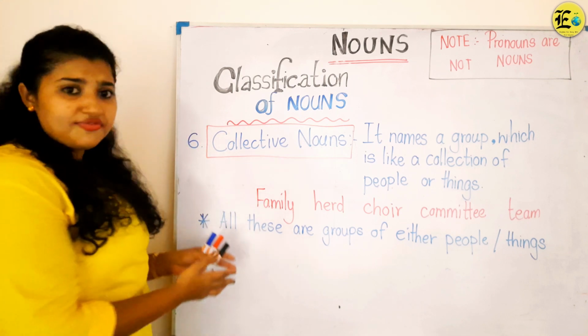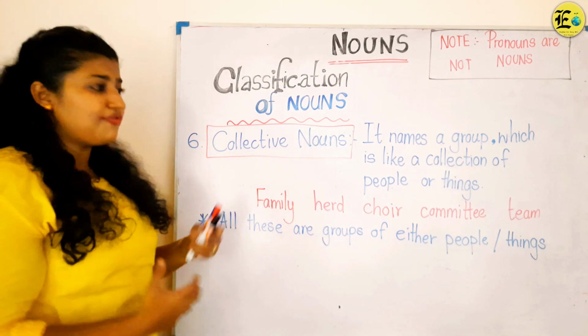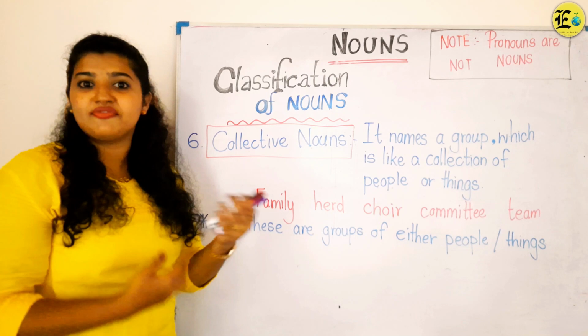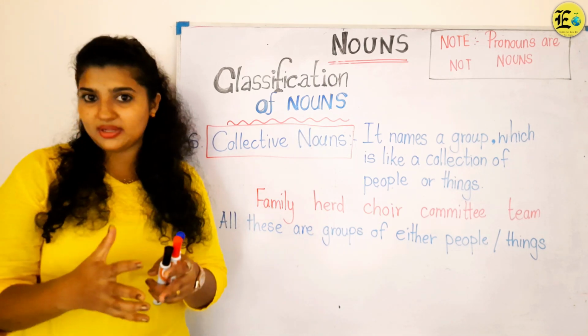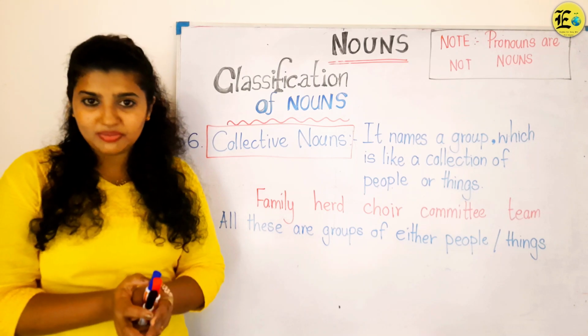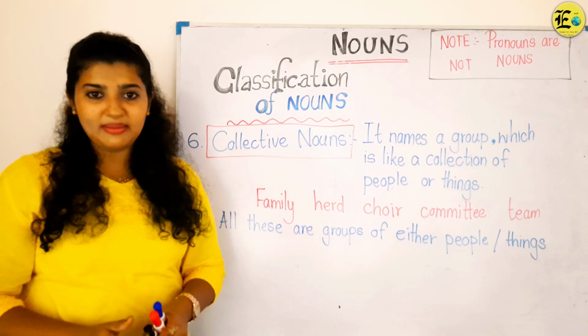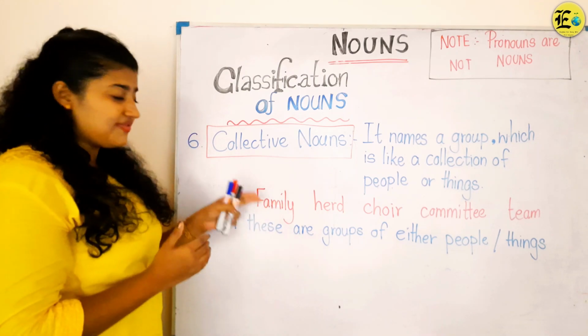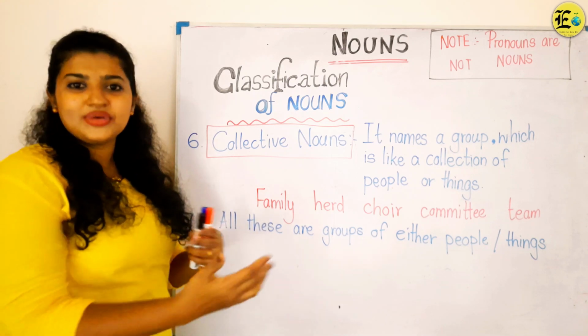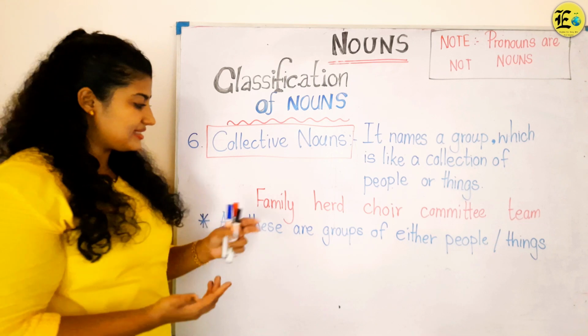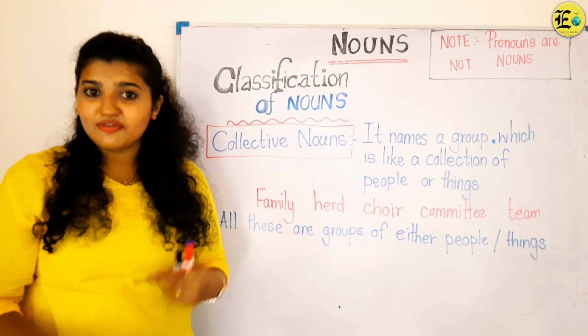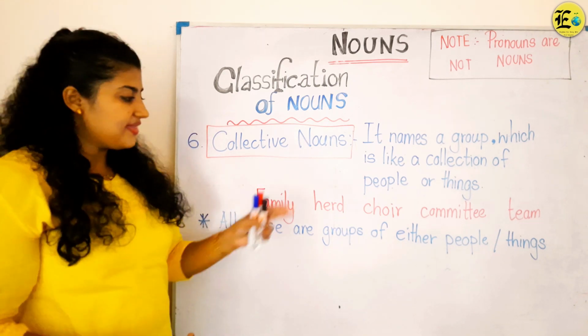Now, if we talk about family, you can say a family of relations, a family of cousins, so any person or people getting together in a group, if they belong to your family, you could use this collective noun as a family and you can join the remaining part of the noun. That is like family of cousins, family of relations. The next one is herd.